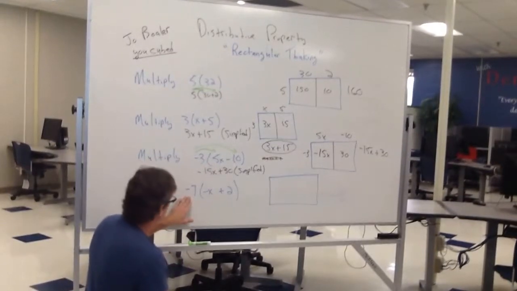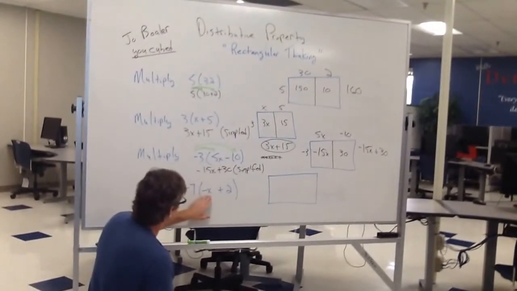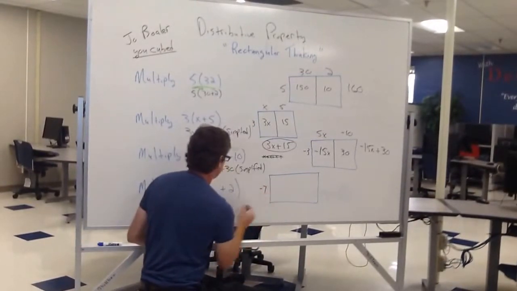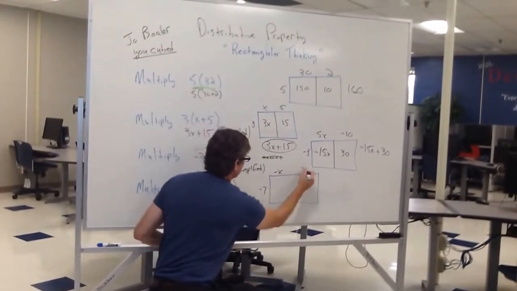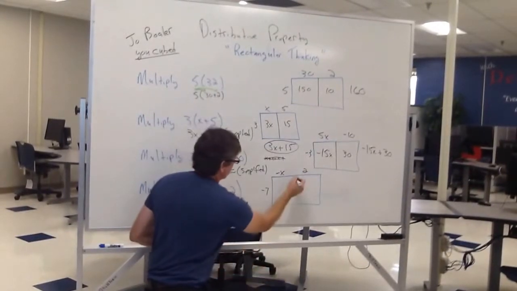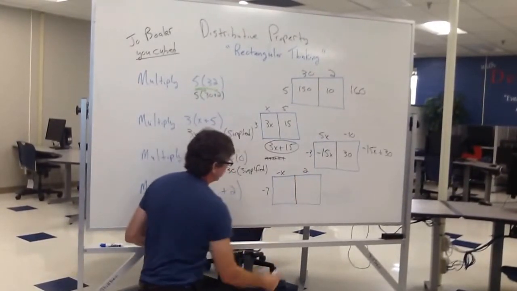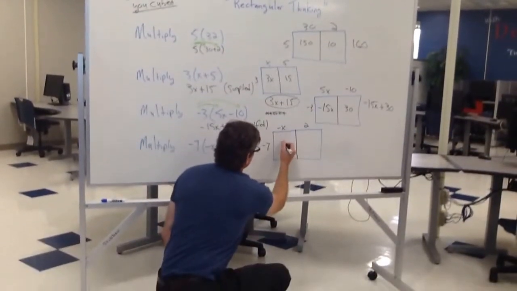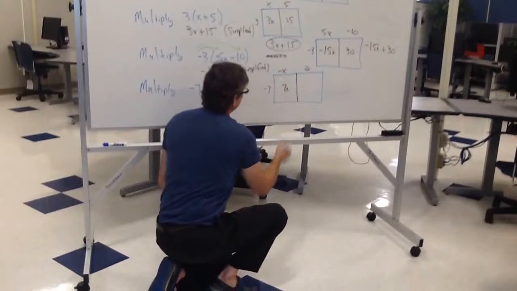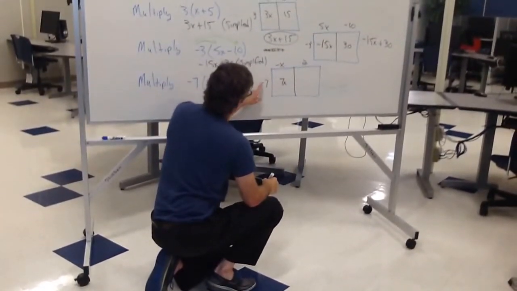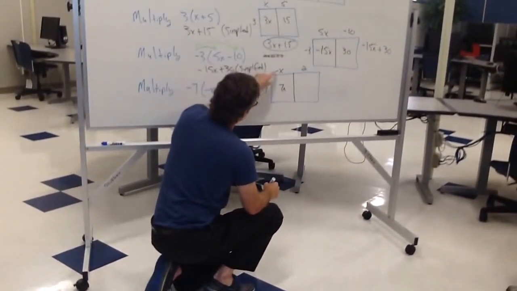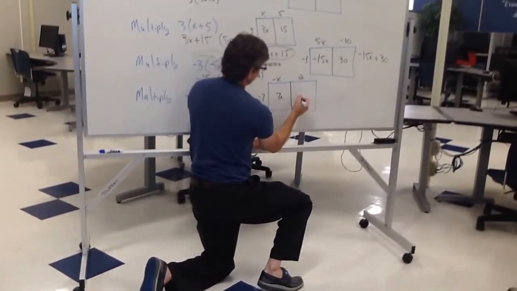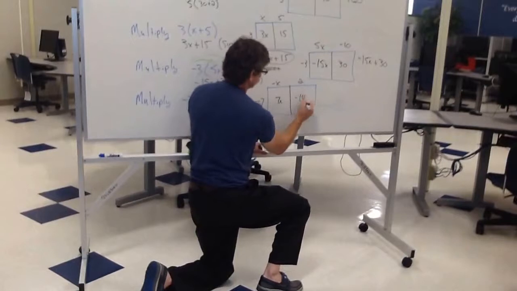My next example is negative 7 times negative x plus 2. So we have a negative 7 on this edge, and the negative x and the 2 go along that edge. And again, we decompose it into 2 rectangles. Well, we know 7 times x is 7x, and a negative times a negative is still going to be a positive. So a negative and negative just flips it from a negative back to a positive. Negative 7 times 2, well, that's just going to be a negative 14.